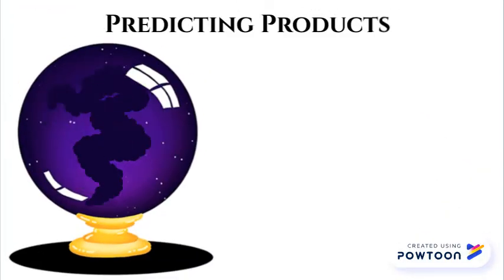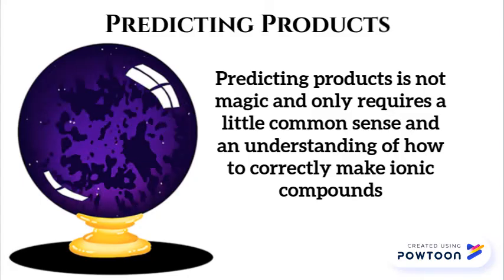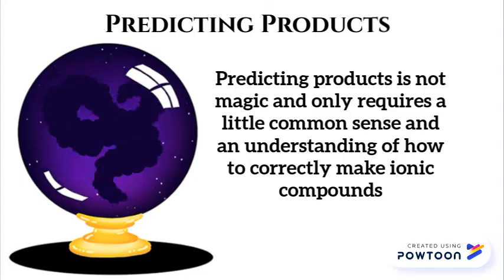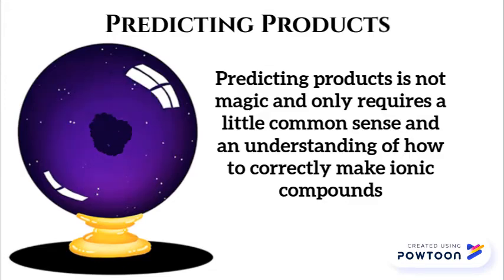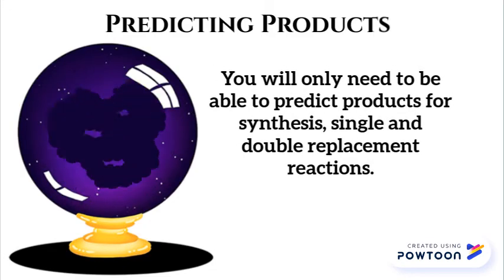Let's look at predicting products. Predicting products is not that difficult as long as you have a basic understanding of how ions come together and you know how to correctly make ionic compounds. You're only going to have to be able to predict products for synthesis, single replacement, and double replacement reactions.